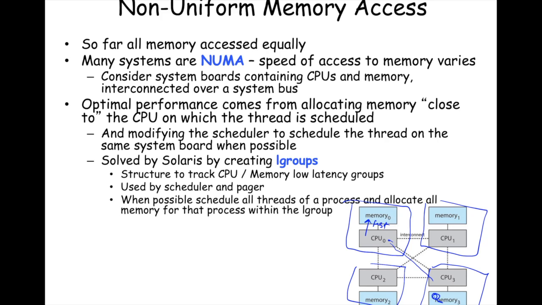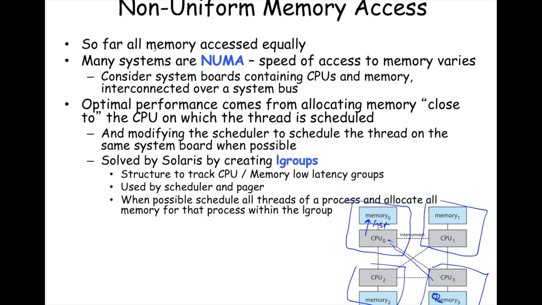And so when you're going to do page replacement, one of the things you want to consider is selecting a page to replace that is close to the CPU where the thread has been scheduled. And so in this case, you modify the scheduler to schedule a thread on the same system board as much as you can, because you don't want to page in across non-local memories. And so there are operating systems that address this.